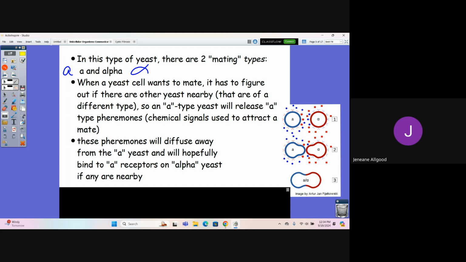And if they bind to receptors, also notice this. Notice where we don't have a side. We don't have a side because it's a circle. But when the A yeast release the A pheromones, notice how they're binding to receptors on the left-hand side of the alpha yeast. That tells the alpha yeast in what direction the A yeast is. Okay, same thing with the opposite. These alpha pheromones are going to bind to receptors on the A yeast cell on this side, which is going to let them know, okay, the alpha yeast must be that way.